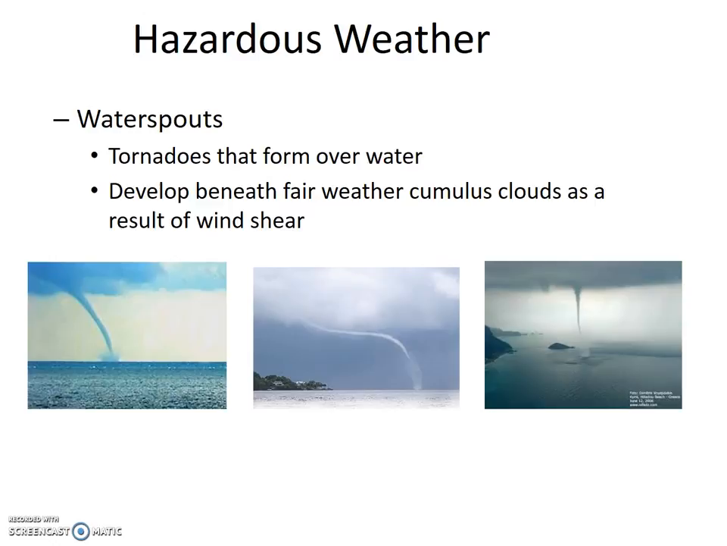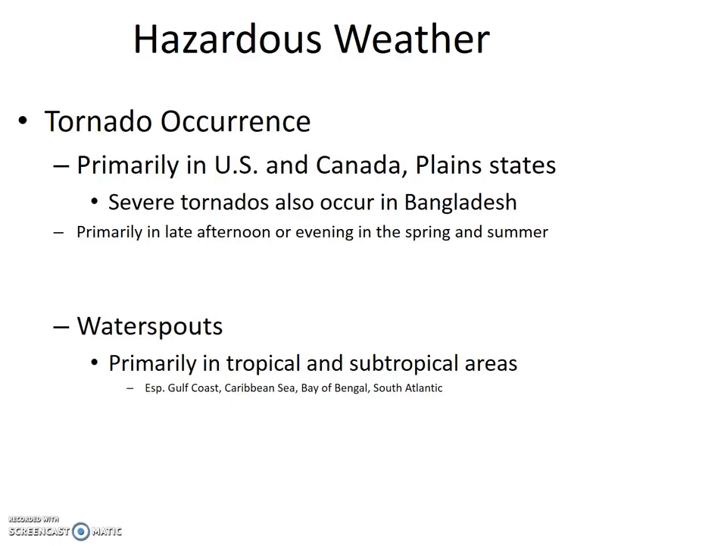I have never personally seen a tornado or the damage it has caused, but I have seen these cute little tornadoes over the ocean called water spouts. They develop beneath fair weather cumulus clouds as a result of wind shear. Not so dangerous. The three pictures below are all of water spouts.